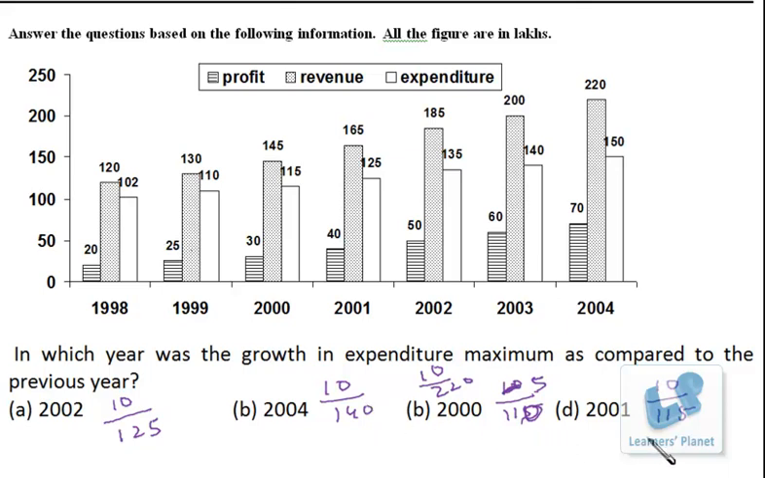So the lowest denominator is 115, right? So 10 over 115 is the greatest fraction among these 4, so that will be the correct choice, right? Because that growth will be the maximum because the fraction is greatest. So 2001 is the correct choice. So we didn't do any sort of paperwork, we just wrote down the data, right?